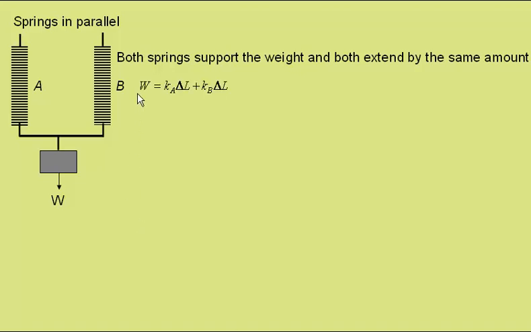So the weight down, W, will be equal to the sum of the forces up, given by the spring constant of A multiplied by the extension, plus the spring constant of B multiplied by the extension. Or we can say that the weight W is equal to the spring constant of the system, or the spring constant total, multiplied by the extension. So, dividing throughout by delta L, we get this term showing that the total spring constant of the system is simply equal to the sum of the individual spring constants of the springs in parallel.